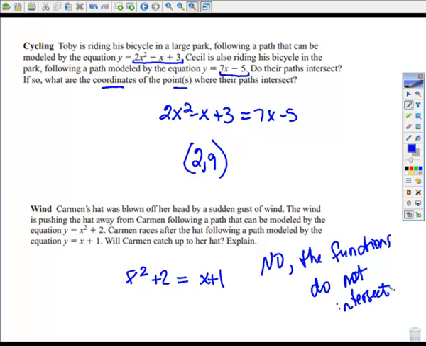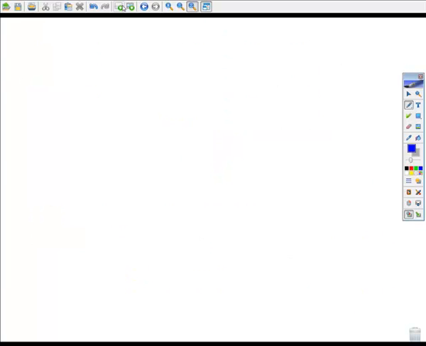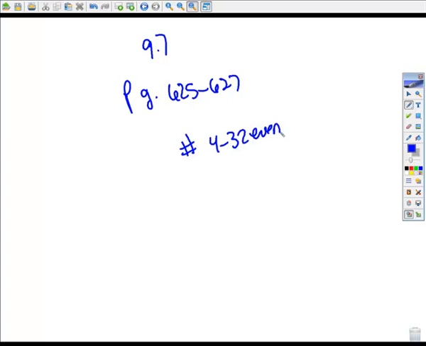Okay, so that is it for lesson 9.7. Here's your assignment if you'd like to work on it. 9.7. This is page 625 to 627. Problems 4 to 32 even, and 34 to 37. You must follow the directions. So if it says you have to use substitution, you can check it on the calculator, but you cannot just get your answer on the calculator. You're going to have to show me some work. So have a good time.